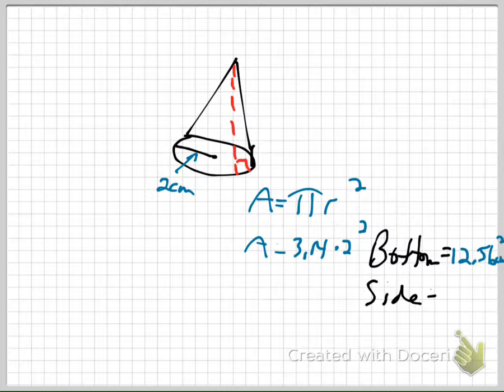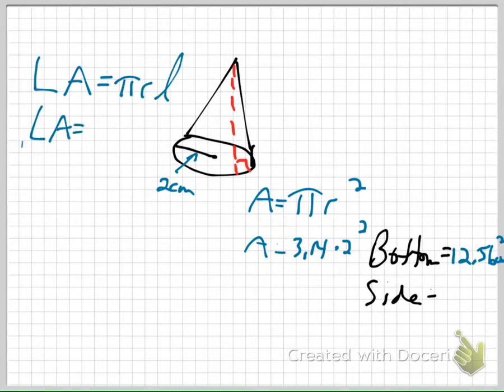Now the side, here's the part that's weird. The formula is pi r L. You see how it says LA. What do you think LA stands for? We already talked about this. Lateral area is pi r L. What is pi? 3.14. What is r? The radius of the circle, which was 2. And then what is L, do you know? The lateral height, right? It's the lateral height there, which means it's the height.